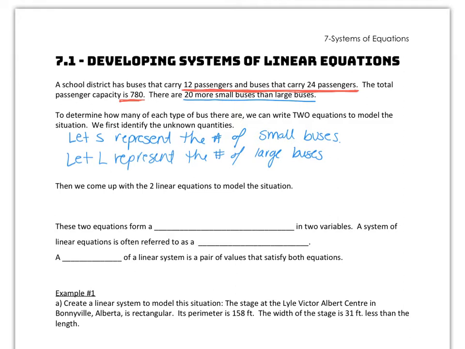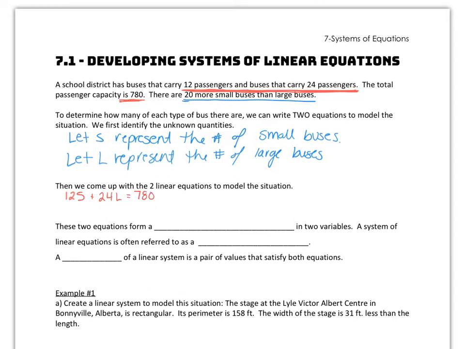Therefore, the number of small buses, S, times 12 would give me the number of people carried on all of the small buses, because each one carries 12. Again, if I did 24 times the number of large buses, we could get the total number of people carried on large buses. All together in this school division, that needs to add to 780.